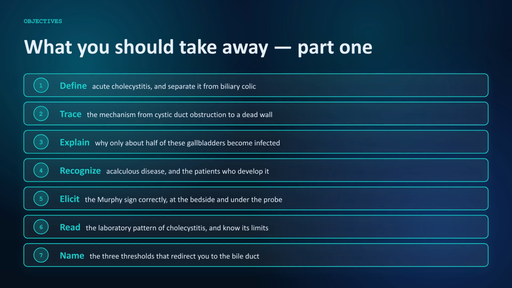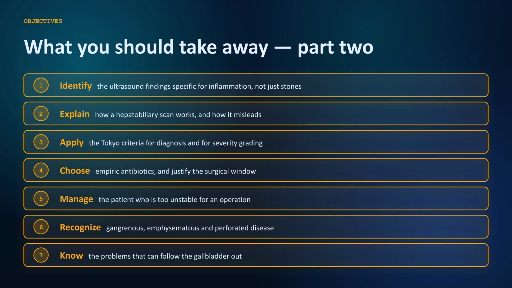Fifth, elicit and interpret the Murphy sign correctly. Sixth, read the laboratory pattern and know its limits. And seventh, name the 3 laboratory thresholds that should send you looking at the bile duct. Notice that most of those are reasoning skills rather than facts. Facts are easy to look up. The reasoning is what you carry to the bedside.